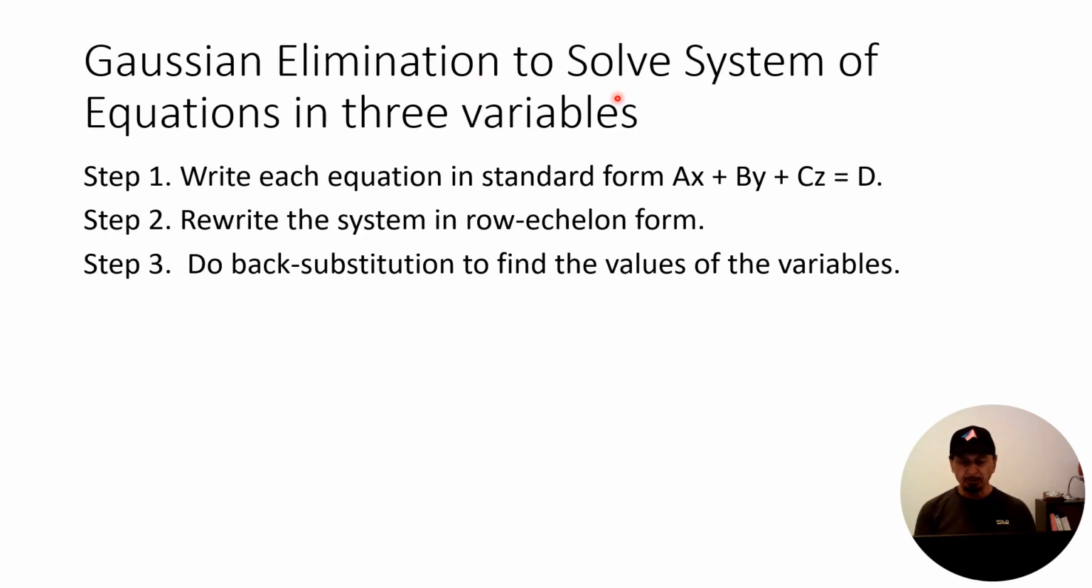Gaussian elimination method to solve a system of equations with 3 variables. Step 1, write the equations in standard form: ax plus by plus cz equal to d. In other words, all the variable terms are on the left side and the right side has to be a constant. Step 2, rewrite this system in row echelon form, and then step 3, do back substitution to find the values of the variables.